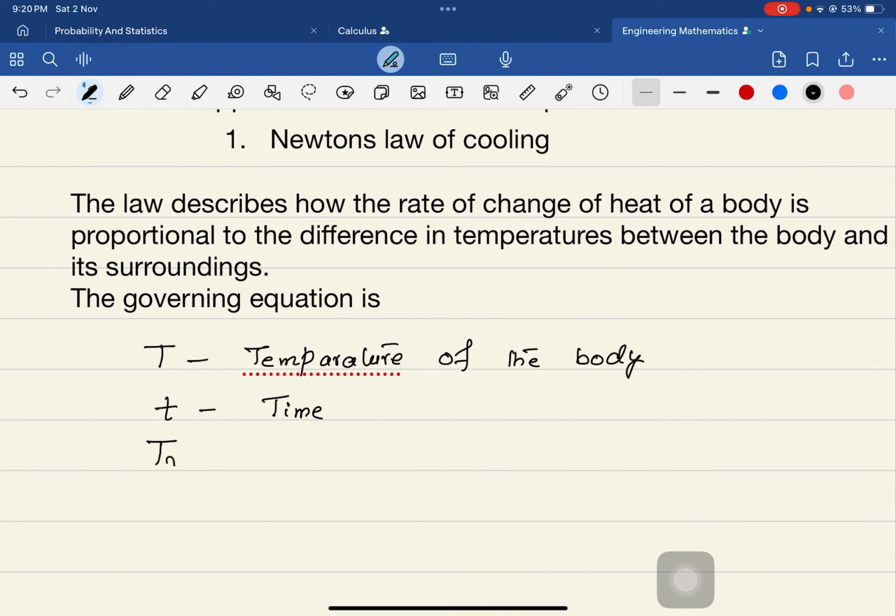And let us say Tm is the room temperature. That means the body and its surroundings, as I said. The room temperature we generally denote by Tm.